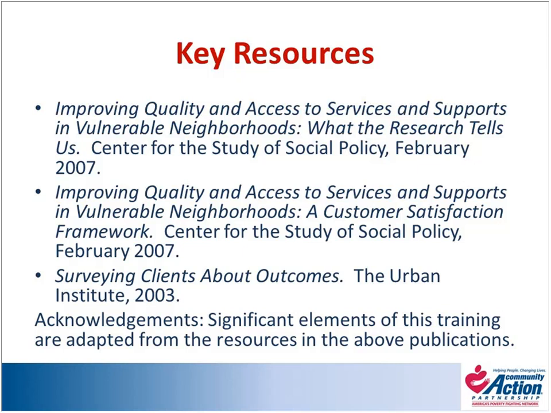The second publication, also from CSSP, goes into more detail about the framework for a customer satisfaction system. So it talks about what that framework would include. It goes into more detail about the nuts and bolts of putting a customer satisfaction system together. And then that last publication from the Urban Institute talks about the issues with actually conducting a survey to collect data from customers specifically on outcomes. So I think taken together, it's a combination of big picture overview, practical nuts and bolts about the design of your system, and details for making sure your surveys are getting you the information that you need.